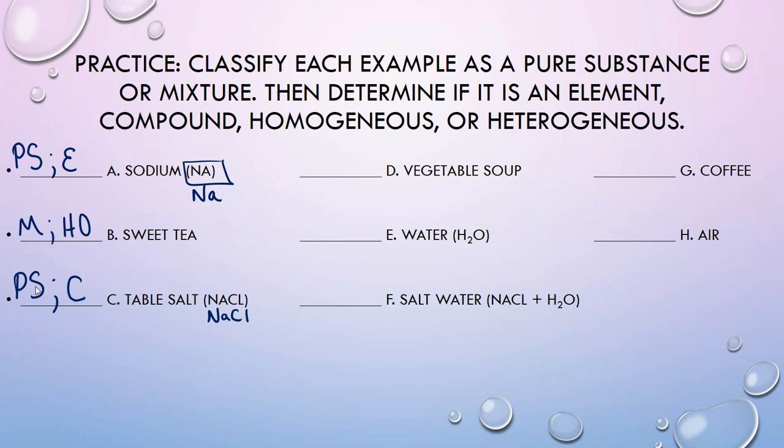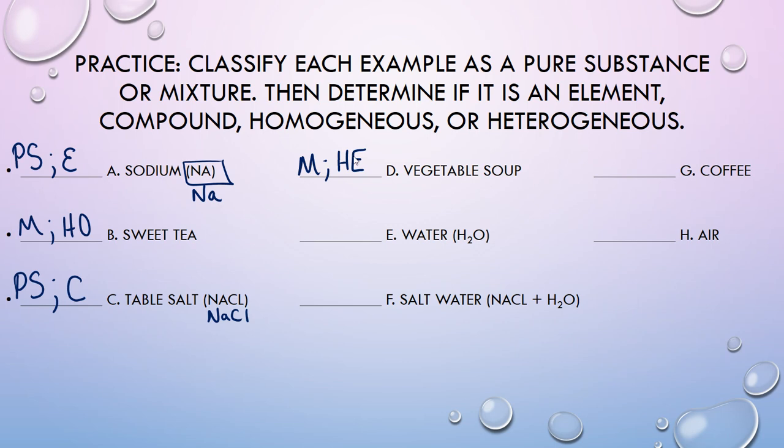Vegetable soup, again, it's not on the periodic table. It doesn't have a chemical formula, so that eliminates pure substance. That's going to make this a mixture. If you don't like a certain part, like the carrots of the vegetable soup, you can pick those out and pitch them. So it's not uniformly mixed. So this is going to be heterogeneous in appearance.